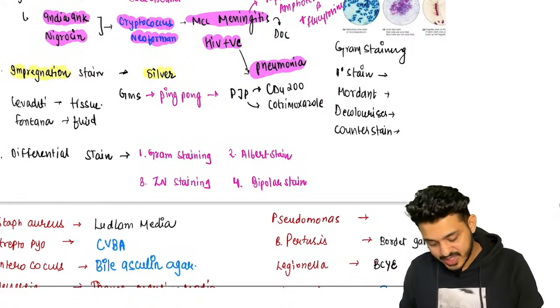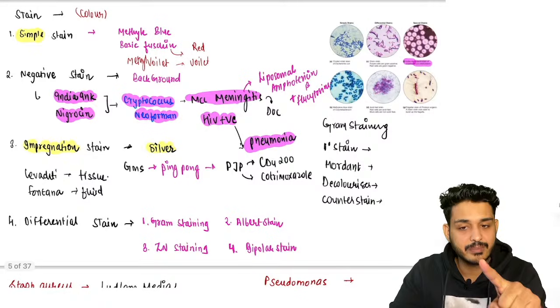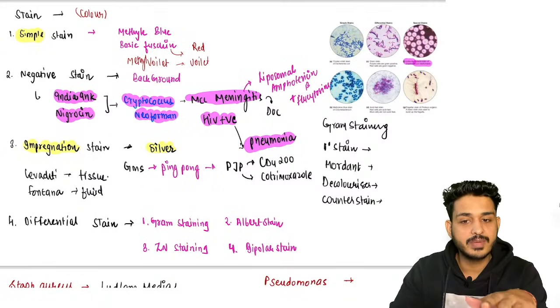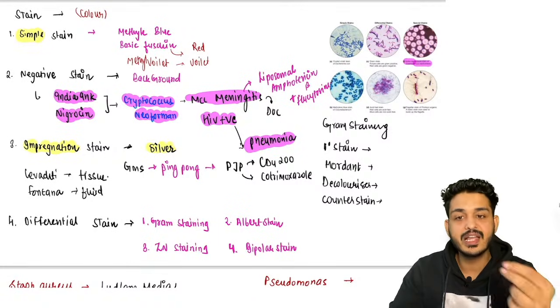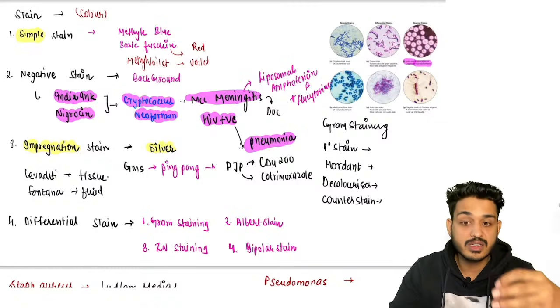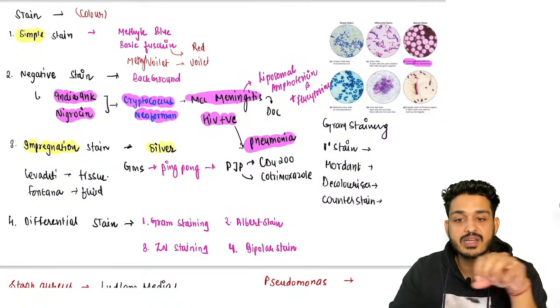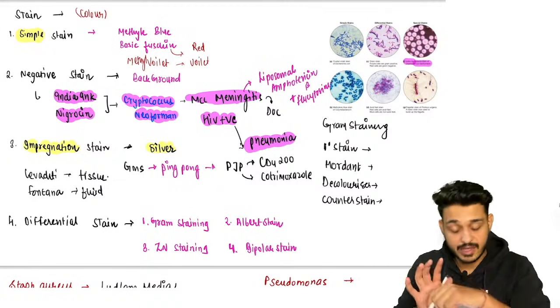The fourth type of staining is known as what? Differential stain. So we have got four types of staining. First is simple stain, where the same color is applied to all the bacteria. Second one is negative stain. That means the background is stained and the organism will shine up. This is going to be India ink and nigrosin. Third method is the impregnation method, where you put something on from above so that bacteria will get thicker, right?